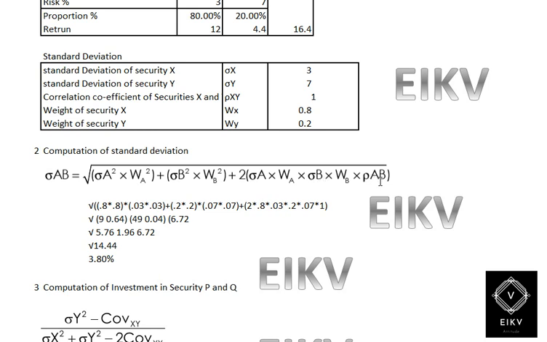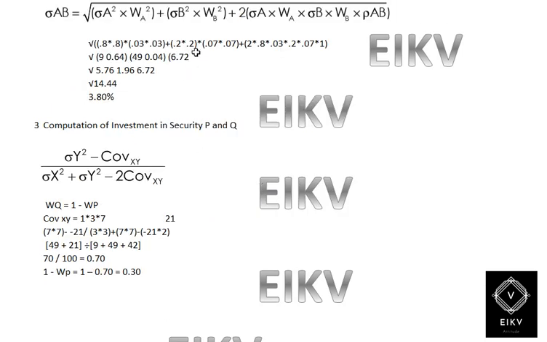standard deviation of A into standard deviation of B into rho AB, which means the square root of 0.8 into 0.8 and 3 into 3, plus 0.2 into 0.2 into 7 into 7, plus 2 into 0.8 into 0.2 into 3 into 7 into 1, which comes around to a standard deviation of 3.8%.